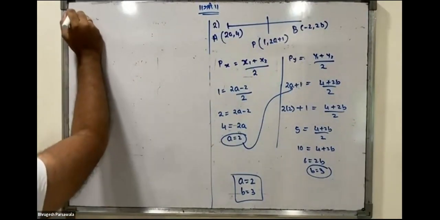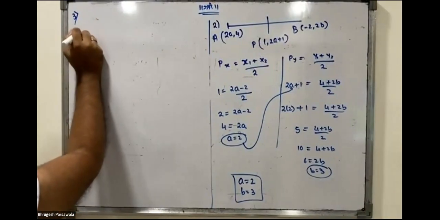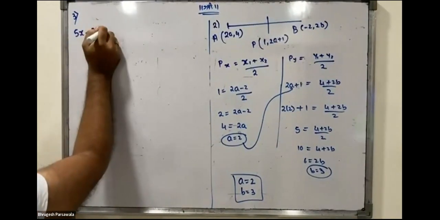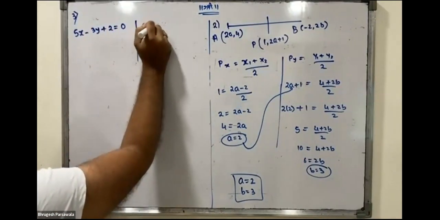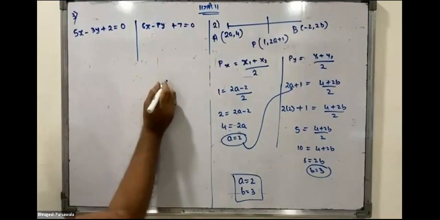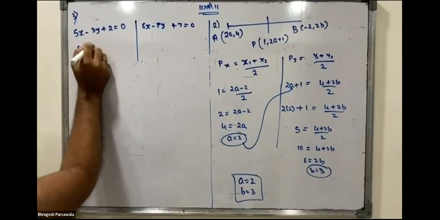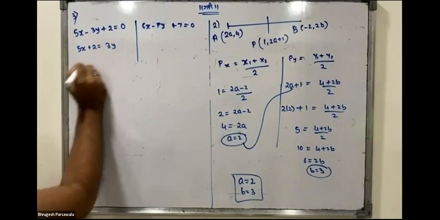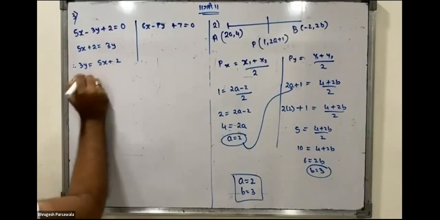Third question. Find the value of p for which the line 5x minus 3y plus 2 equal to 0 and the second line 6x minus py plus 7 equal to 0 are perpendicular to each other. Okay, let us see. First we will write it in the y equals mx plus c format. So 3y is 5x plus 2. Divide by 3.